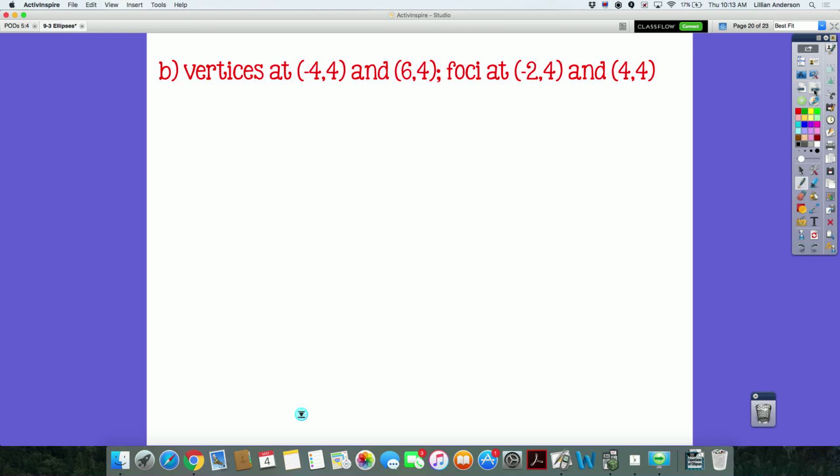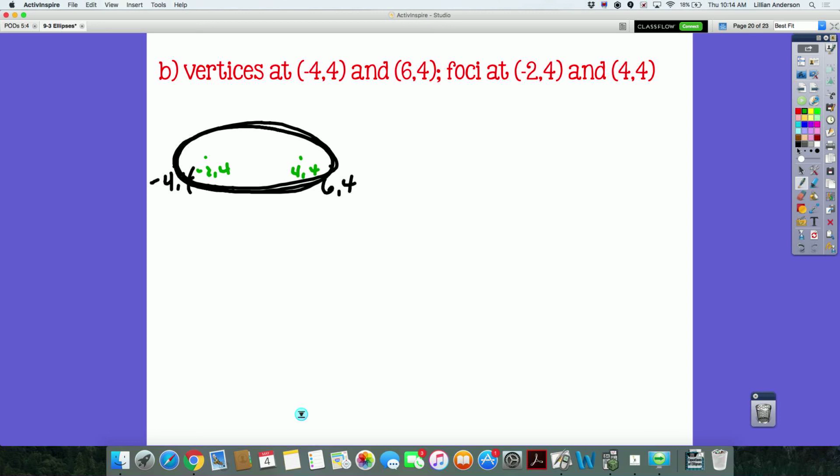Now the vertices are located at negative 4, 4 and 6, 4. Remember, vertices are at the ends of our major axis. And since we know that these are our vertices, we know that this is going to be a horizontal ellipse. If our x's are the ones that are changing, then we know that it's going to be horizontal. Now our foci are located at negative 2, 4 and positive 4, positive 4. And again, since our x's change, we know that it's going to be a horizontal ellipse.